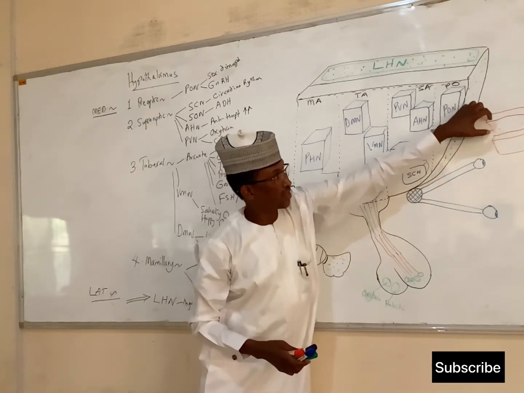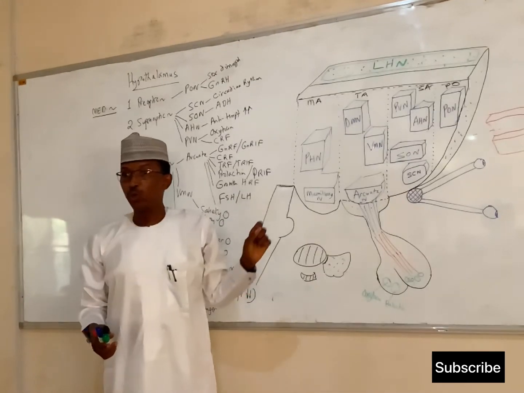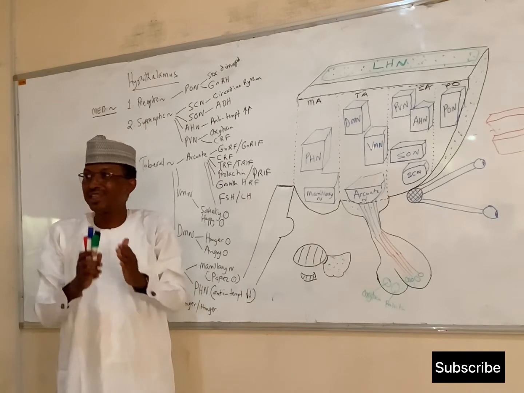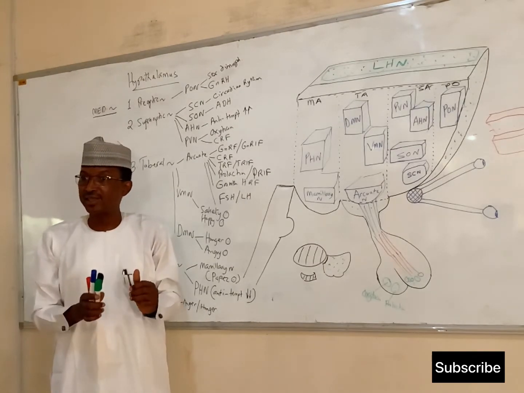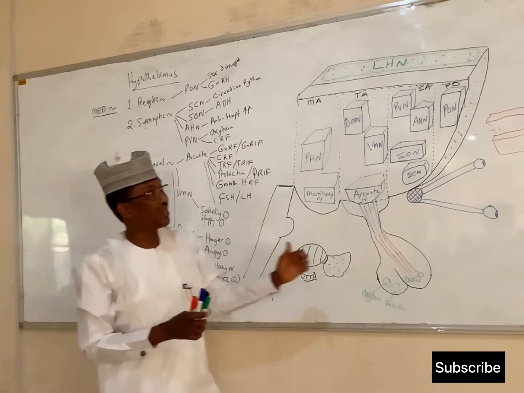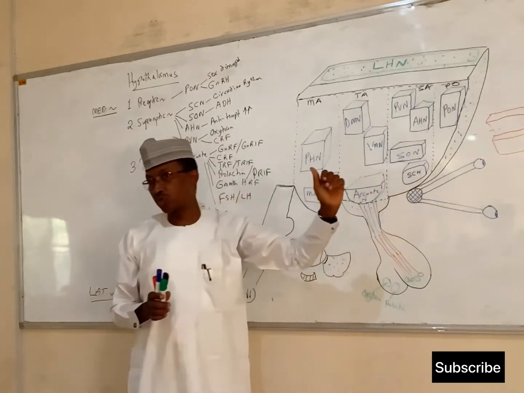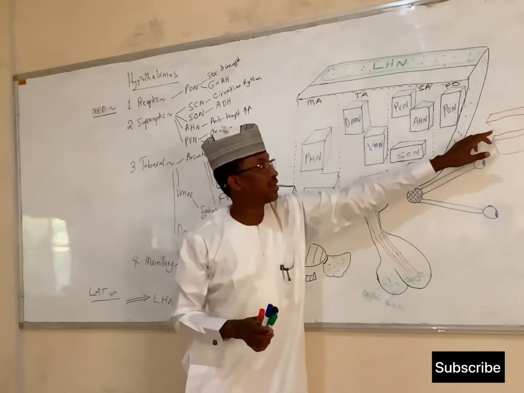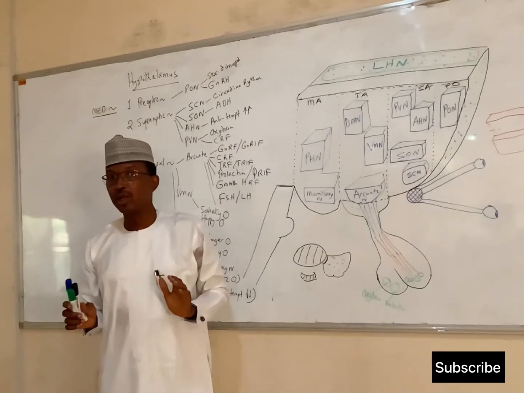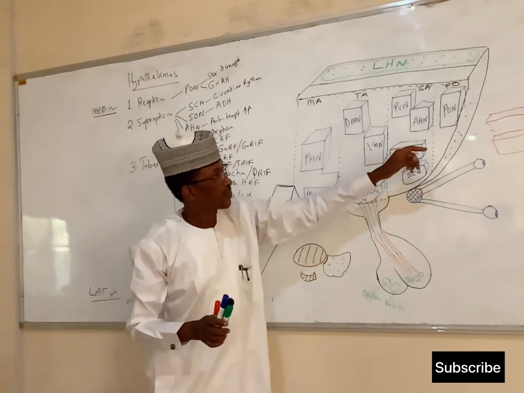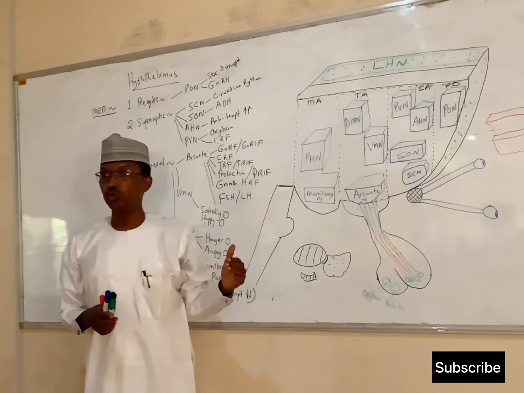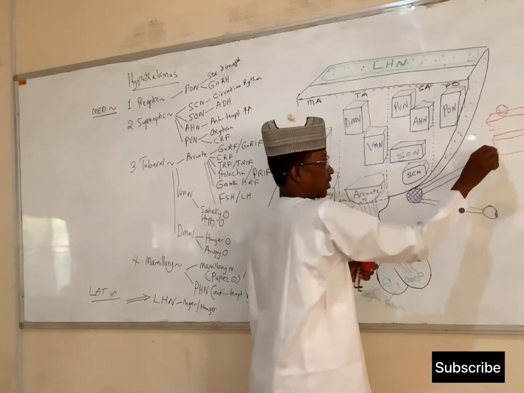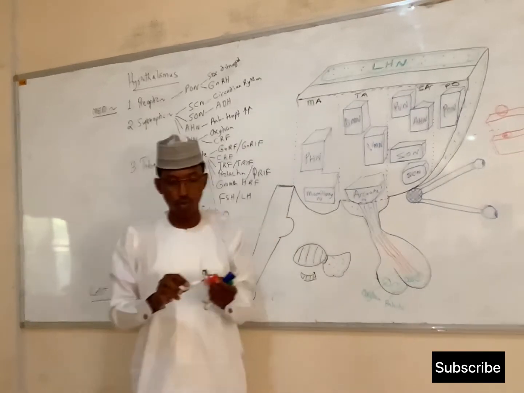So this space is what we call the third ventricle. If you can remember, while I was discussing the thalamus, we made mention that in between the two thalami there is a space. That space is what we call the third ventricle. And the third ventricle extends forward into the hypothalamus. So in between the two leaves of the hypothalamus is what we call the third ventricle. Are you clear? So now the hypothalamus is divided into each half. If this is the left half of the hypothalamus, this is the right half of the hypothalamus.